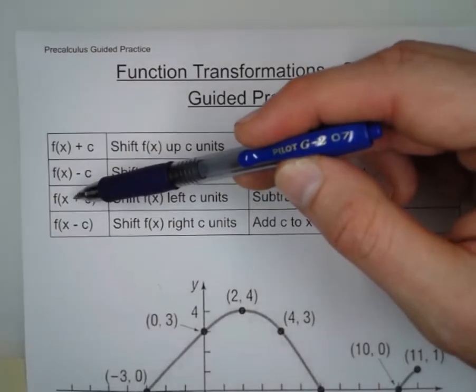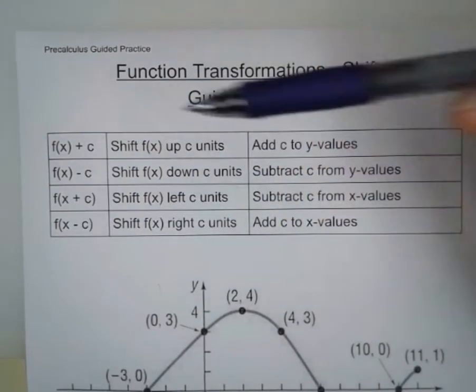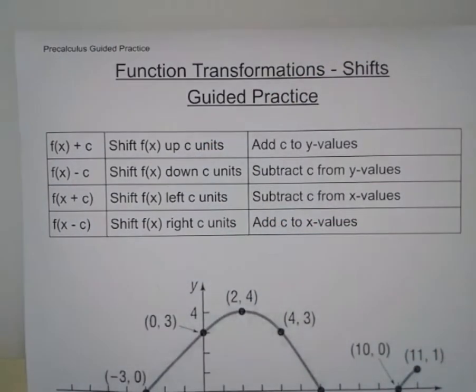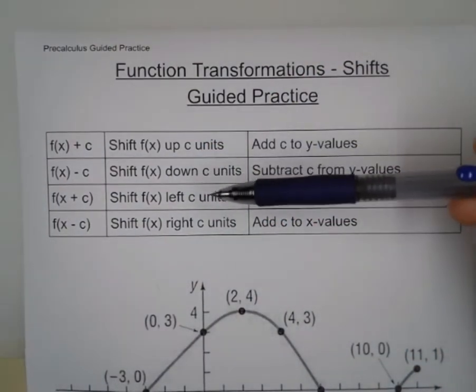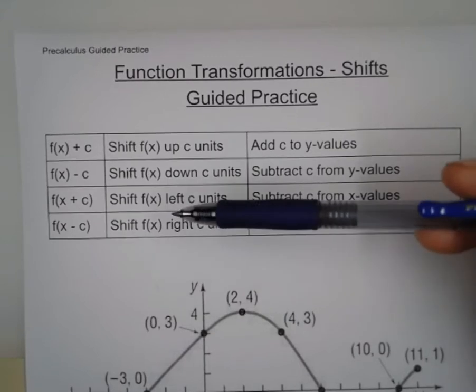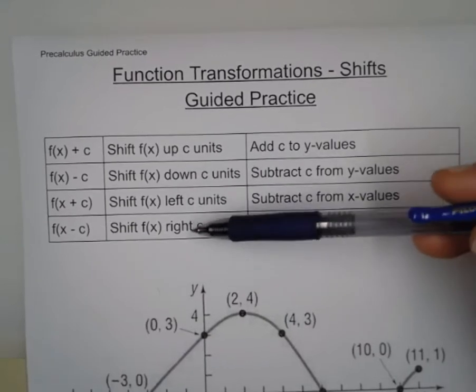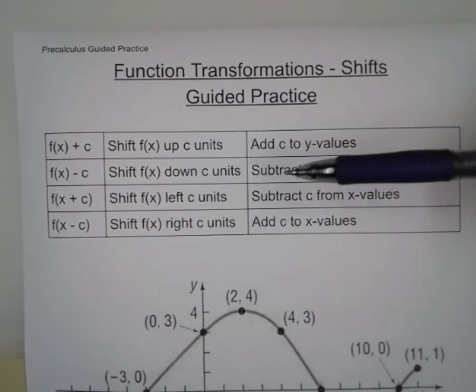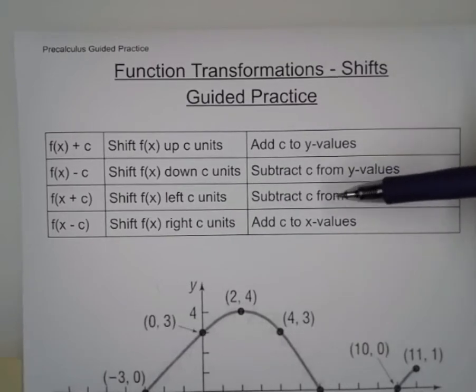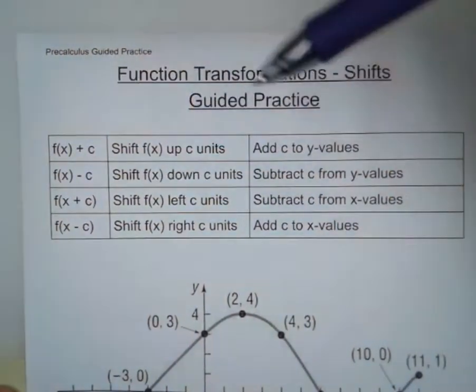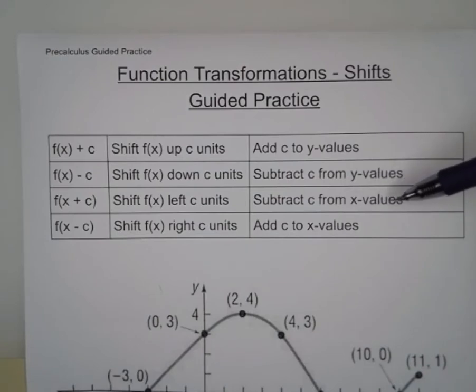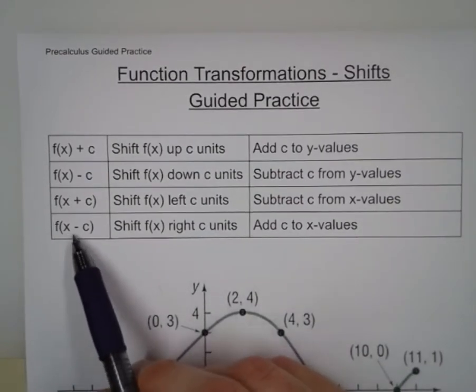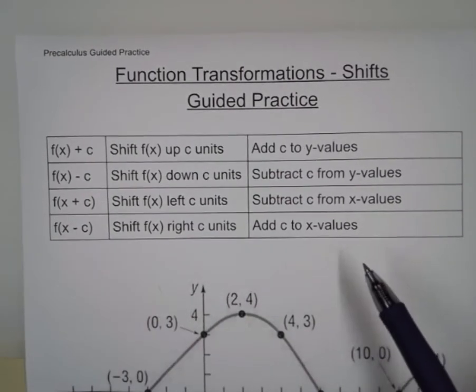Now here, if I'm adding or subtracting to x inside the function, that is before I apply the f rule, then it's going to do something totally different. It's going to shift f of x left or right c units. Notice that when it's f of x plus c, I subtract c from the x values. And when it's f of x minus c, I add c to the x values.